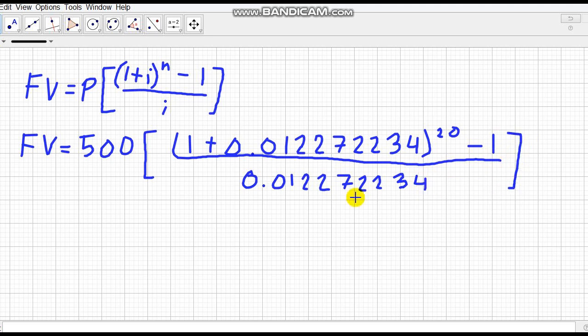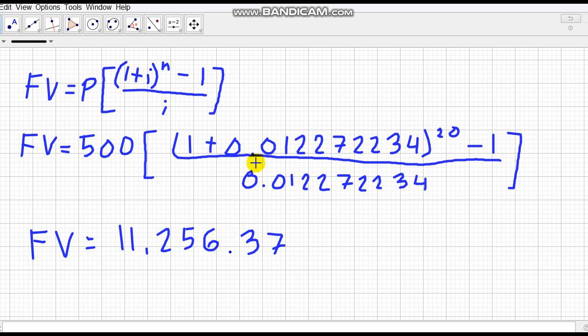0.012272234, then close. If we use our calculator here, we start with adding this to 1, raise it to 20, minus 1, then divide with this one, then multiply it with 500. Our answer must be 11,256 US dollars and 37 cents. So that will be the future value of our money.